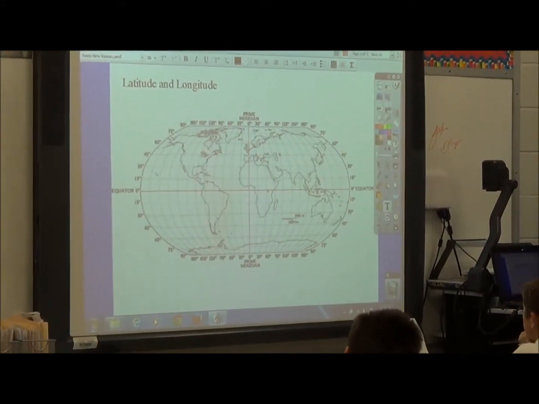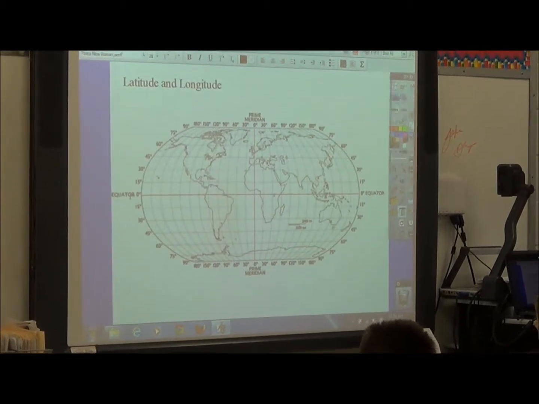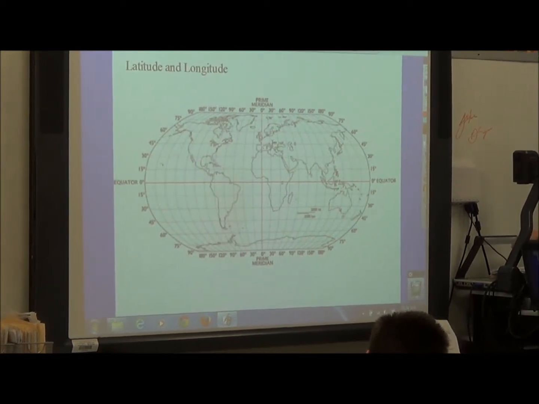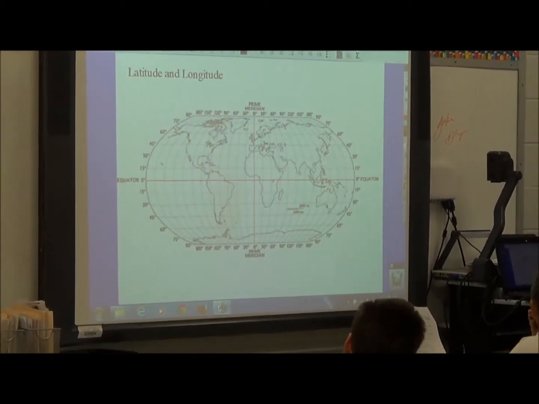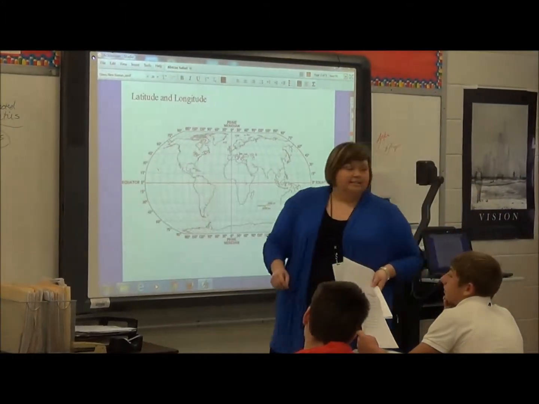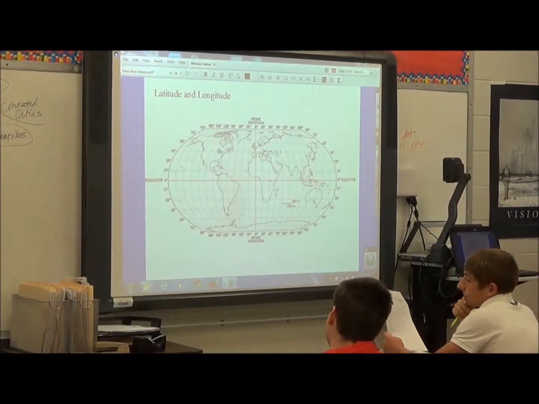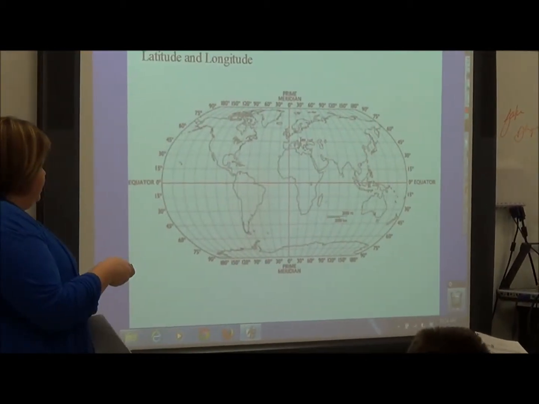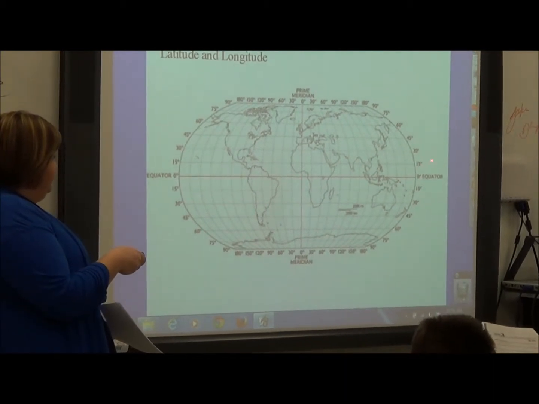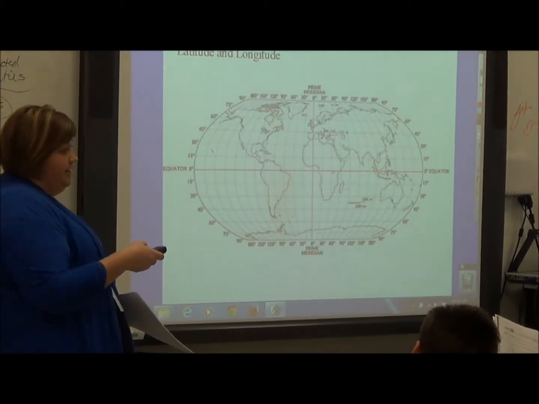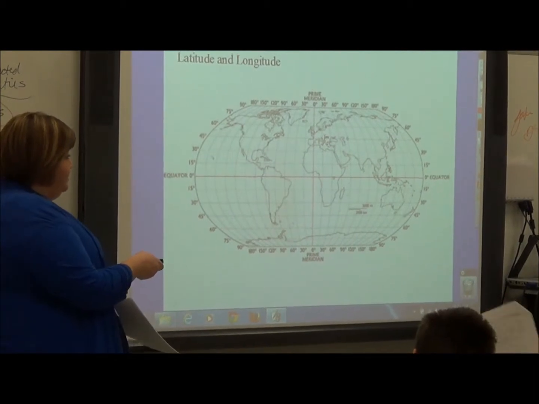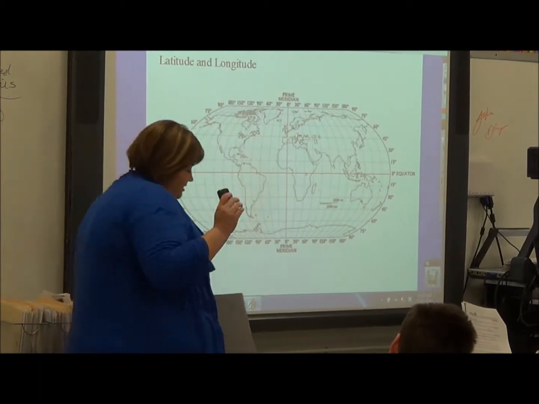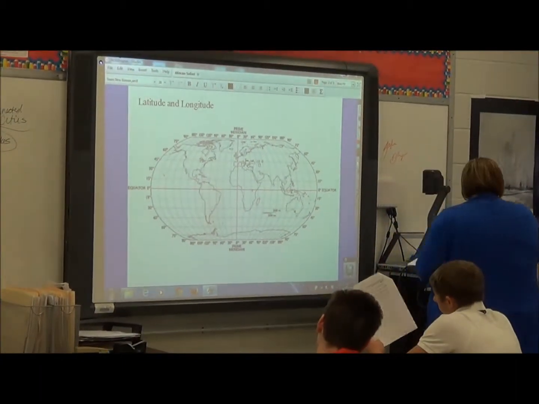Okay, so to get started, I want to just review real quick latitude and longitude. Remember you have our two starting points, the equator and the prime meridian. The equator is going to be, is it latitude or longitude? It's latitude. Okay, and the prime meridian is going to be longitude. For the equator, you measure 15 degrees north or south. And then for the prime meridian, east and west. Okay, good. I want to make sure you guys remember that.